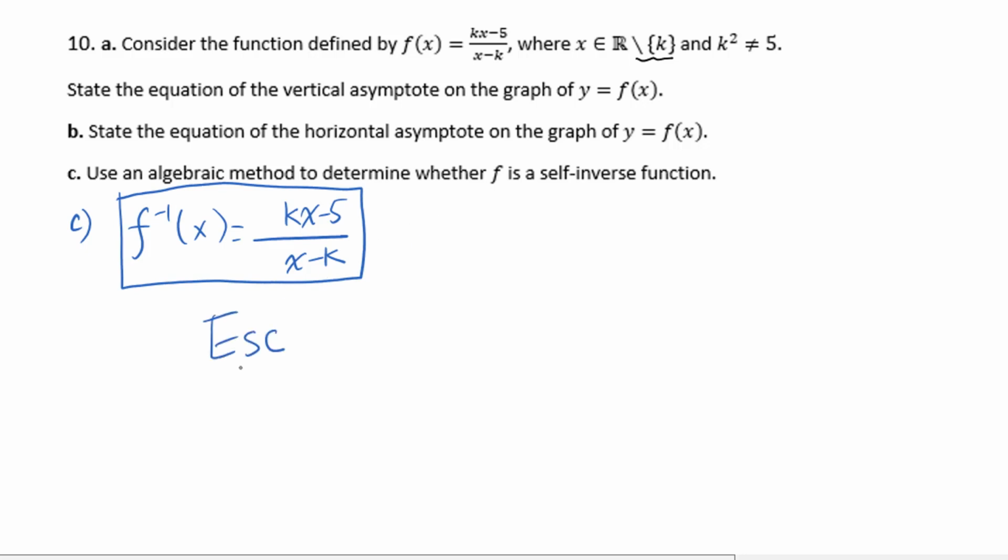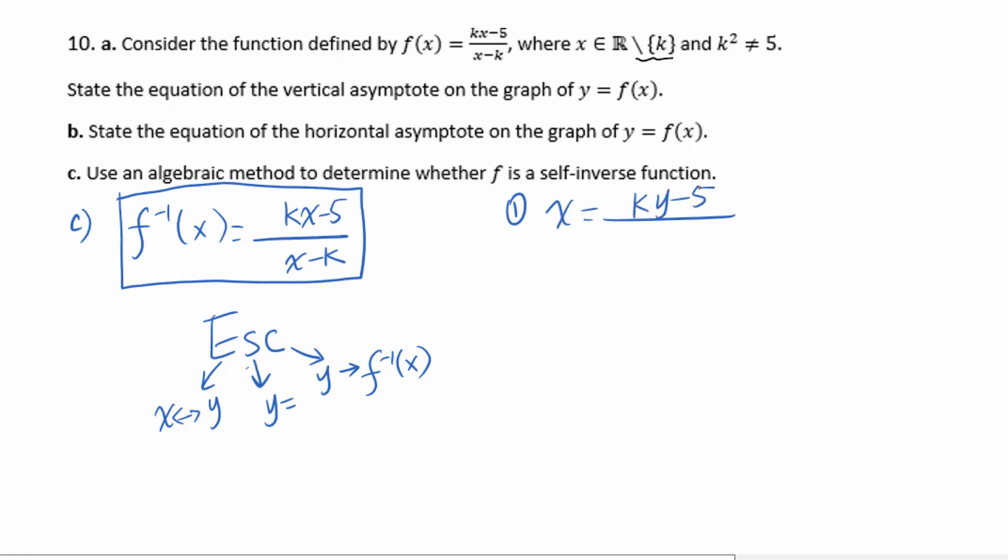Remember this escape button: exchange x and y, solve for y, then change y into inverse f of x. First step, you will get x equals ky minus 5 over y minus k. Then cross multiply to solve for y.